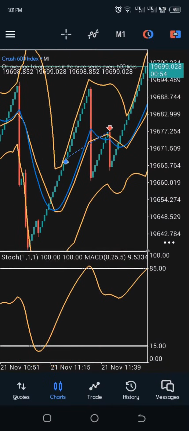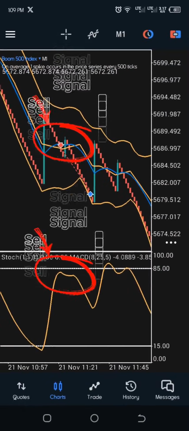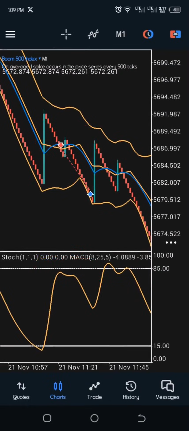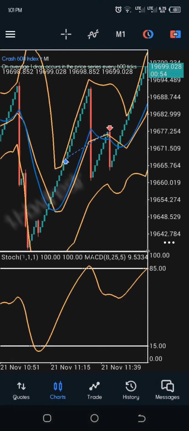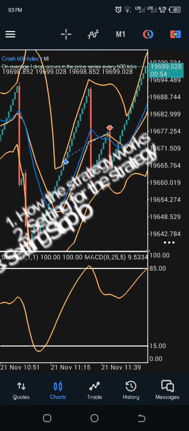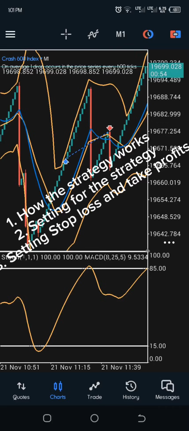And you can see I use this exact strategy to take all the trades that we take here on this desk. So I'm going to show you guys how the strategy works. That is the first thing we are going to talk about: the settings for the strategy. We first talk about that, as well as your take profit and stop loss for the strategy.